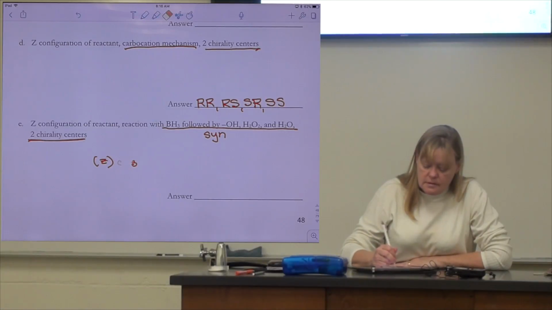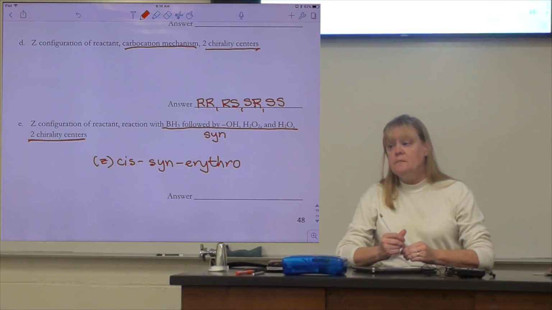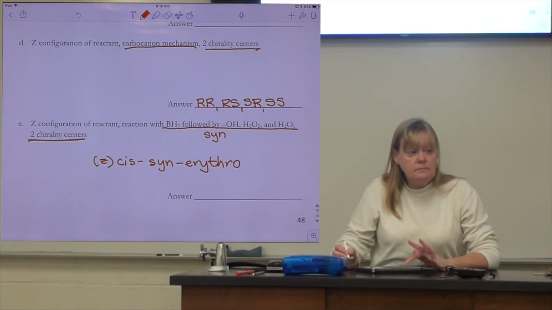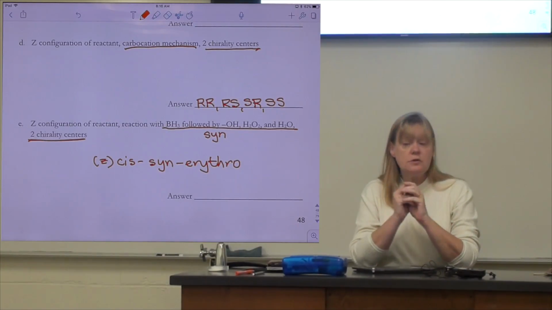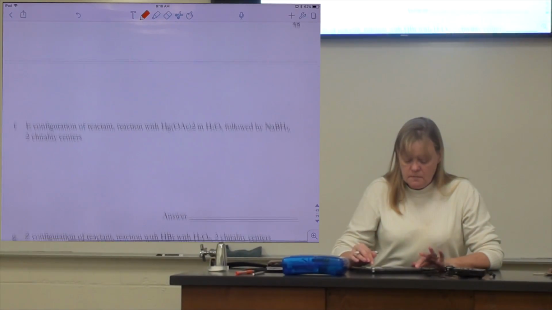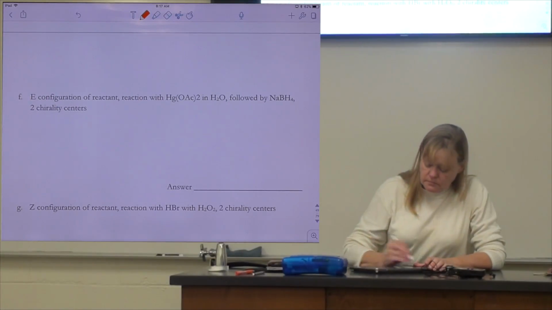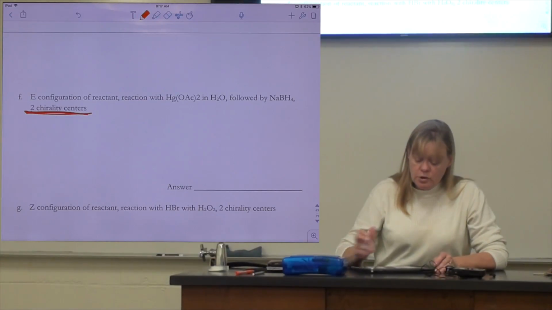You start out Z and it's a syn mechanism, so it's an erythro product. And when I say erythro, it isn't just one product. It's a pair of erythro enantiomers, unless the compound is meso. Two chirality centers, so the mechanism is important.